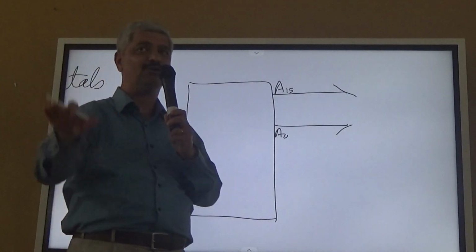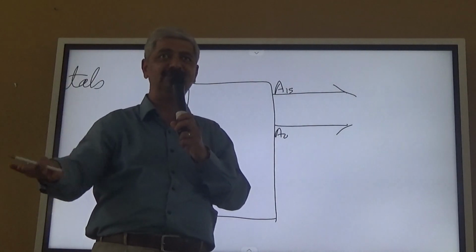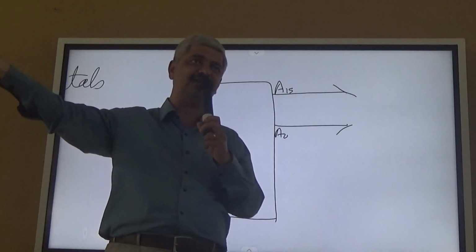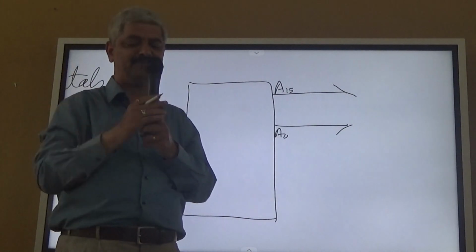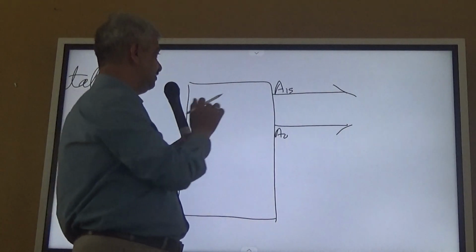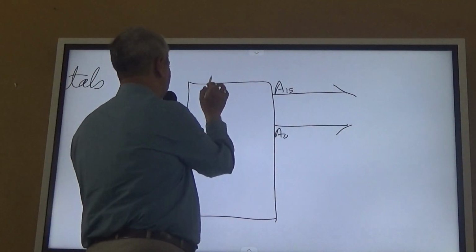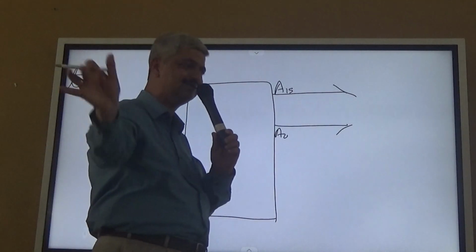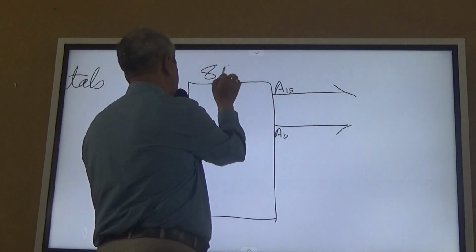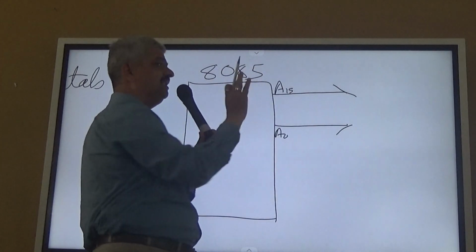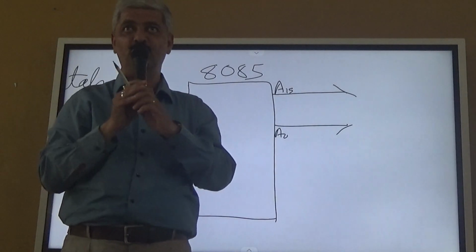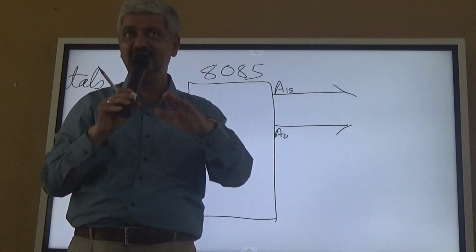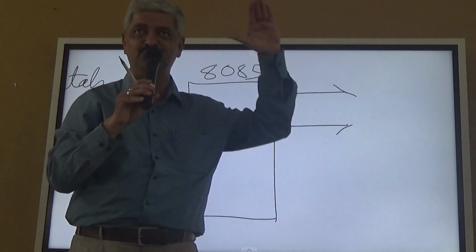CPU, microprocessor, computer. These terms are used interchangeably in different contexts. Therefore, for our purpose, we don't go into those confusions. We directly say that this is the 8085 chip, as simplified by me, right? So we now focus directly on the 8085 chip.